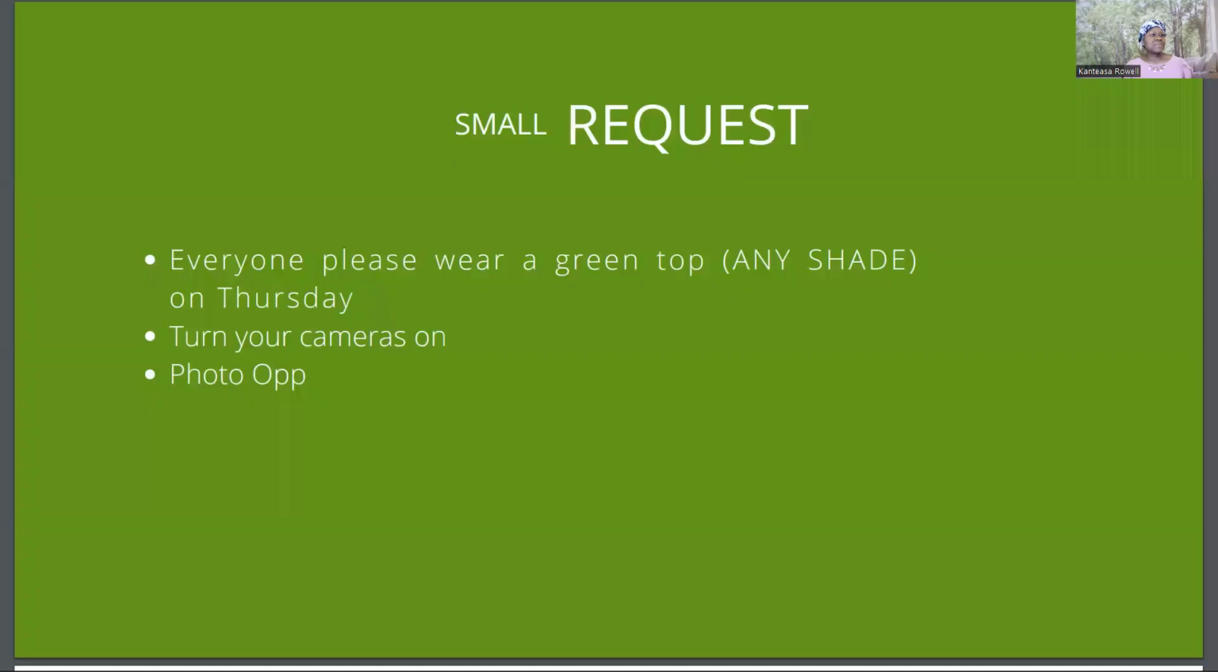Moving forward, I have one small request of everyone. Please wear a green top, any shade, on Thursday, and turn on your cameras. Make sure everyone turns on their camera on Thursday. We're going to get an auditorium-type photo op with everyone in the green shirt. It's going to be really nice. So thank you for doing this small request for me.